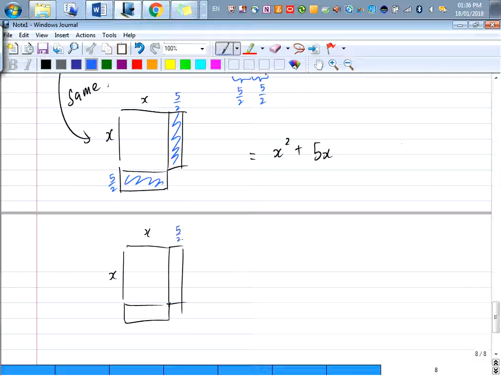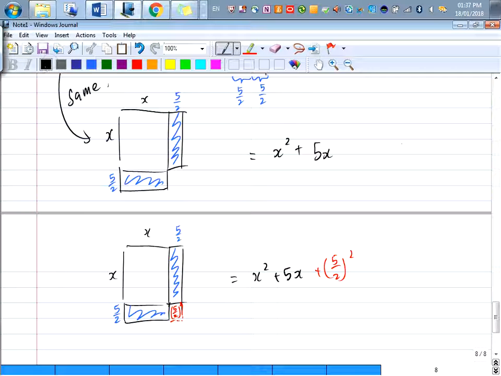This is 5 over 2. This one also 5 over 2. And we want to add 5 over 2 squared. Okay, this is 5 over 2 squared. Now, my diagram has changed. Now, I have a diagram of x squared plus 5x plus 5 over 2 squared. Right, this is now what my diagram is representing.